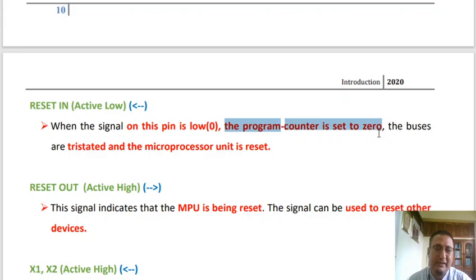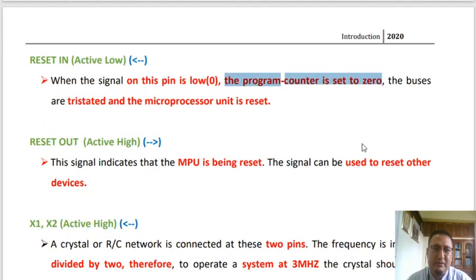So whenever reset in becomes high or it becomes zero, then the program counter is set to zero. The buses are tri-stated and the microprocessor unit is reset. Now, this is what happens whenever the reset in signal becomes high. The program counter is set to zero, the buses are tri-stated, and the microprocessor unit is reset.